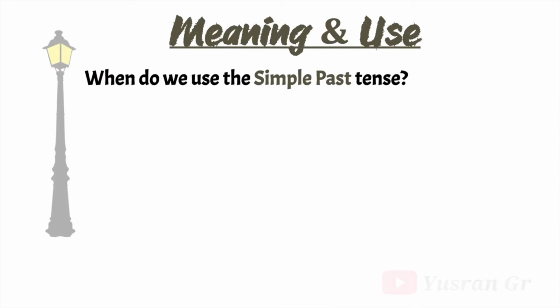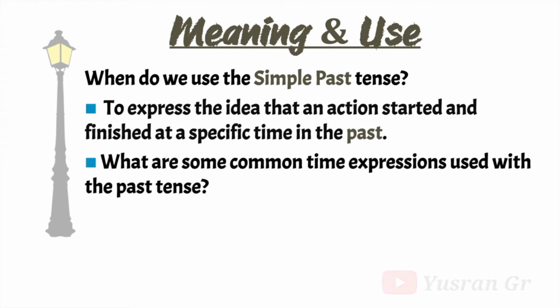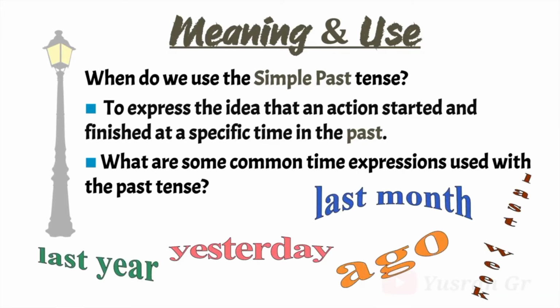Okay, so meaning and use. When do we use the simple past or the past simple tense? To express the idea that an action started and finished at a specific time in the past. What are some common time expressions used with the past tense? So yesterday, okay, last month, last year, last week, ago, a minute ago, in 1980, for example.